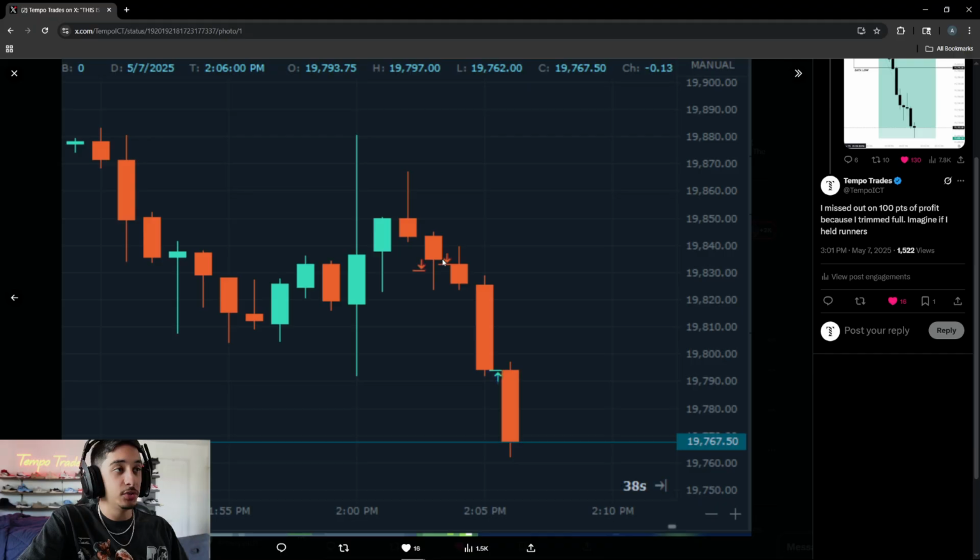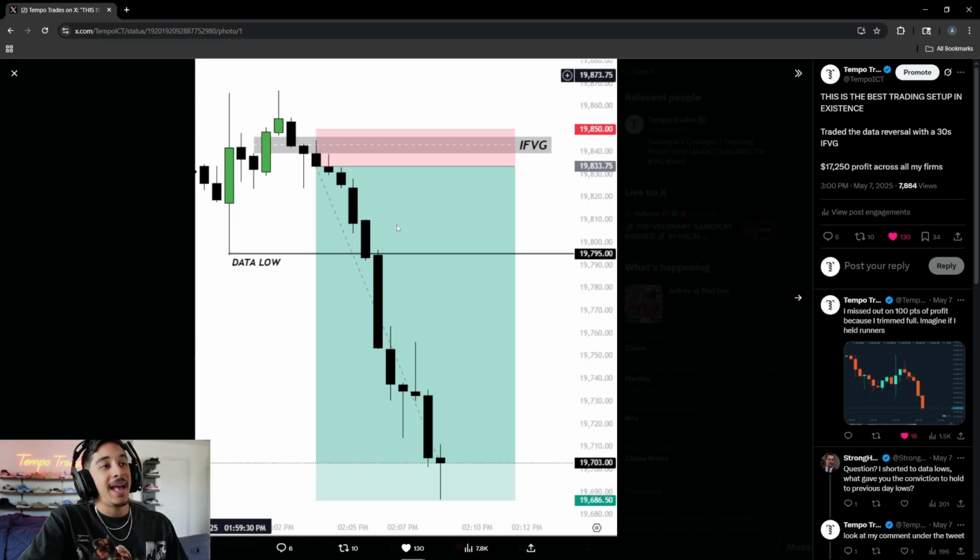You can see my executions here. I actually ended up entering here, holding for the low, and I got out my full position. I didn't hold runners. I didn't take partials. I just trimmed my entire position. But price really kept going for 100 more points. So it's just funny to look back on.